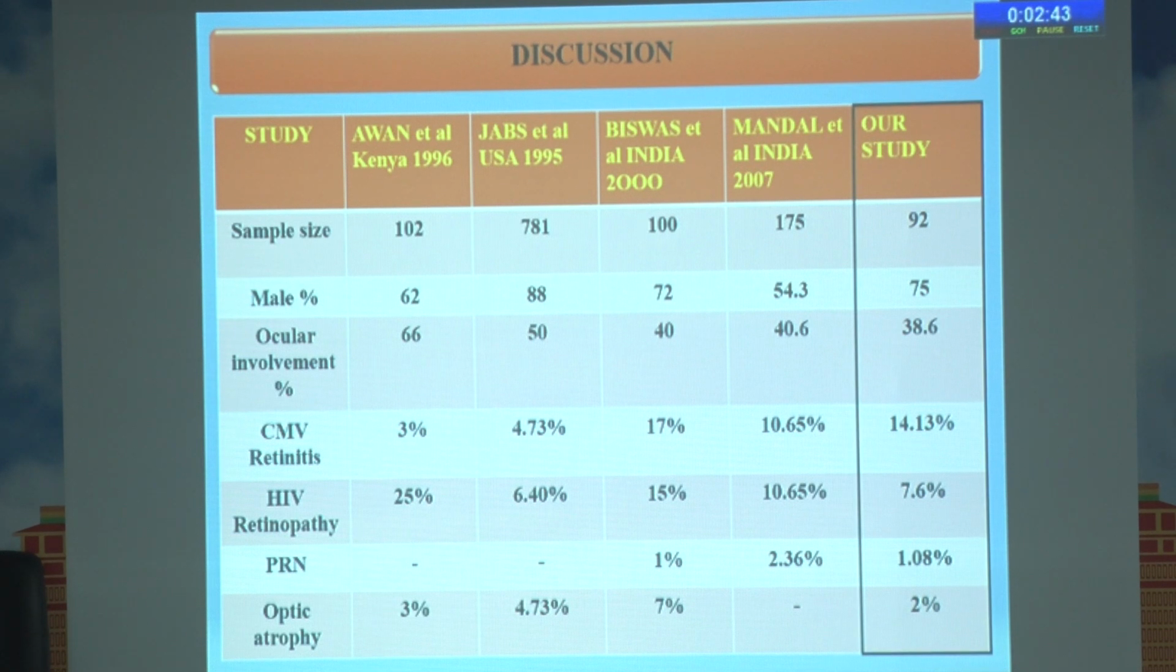In our study, as we can see, there was a male preponderance, which is comparable with other studies. 38.6% of patients had ocular manifestations, which is also comparable with other studies where ocular manifestations ranged from 40 to 66%. CMV retinitis was the most common presentation. 14.13% had CMV retinitis and 7.6% of patients had HIV retinopathy. This is comparable with the Vishwas et al. study, but when we compare this with older studies like Evan et al. and Jabs et al., done in Kenya and the USA, we found that HIV retinopathy is more common than CMV retinitis.